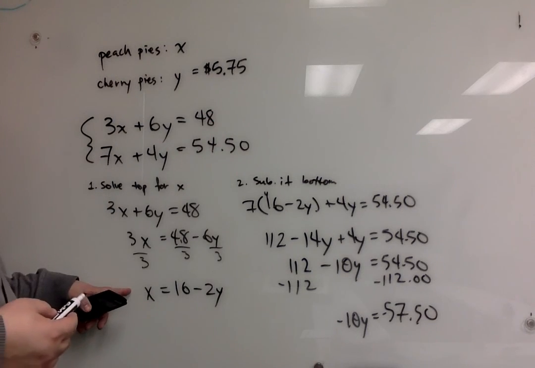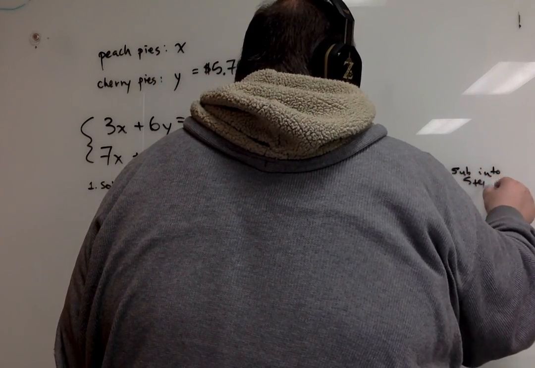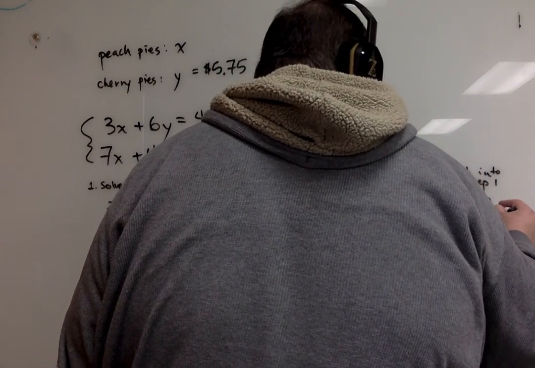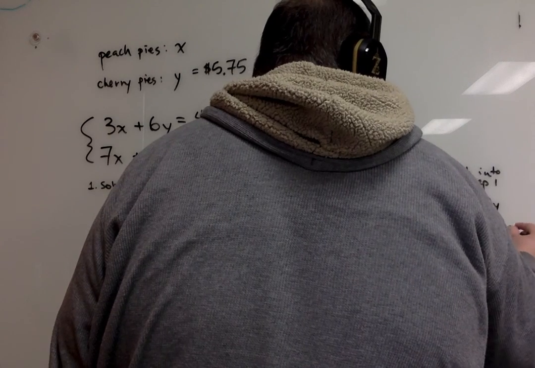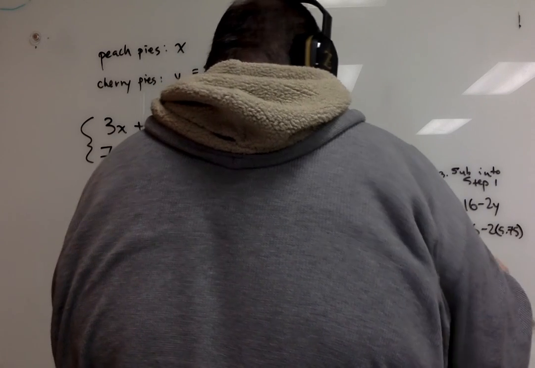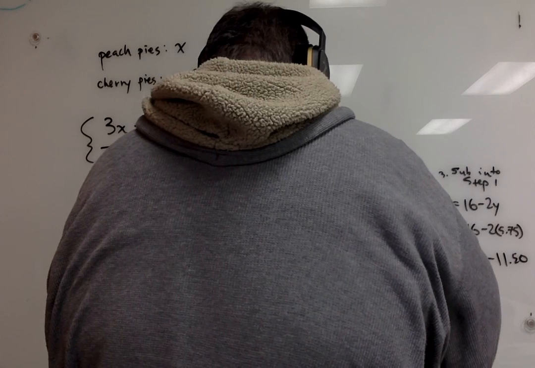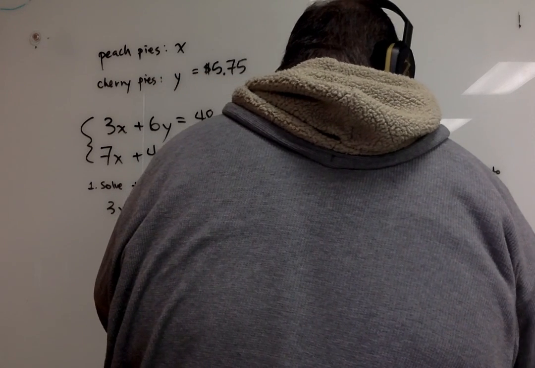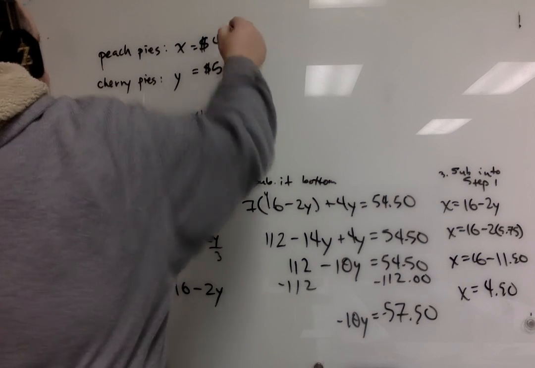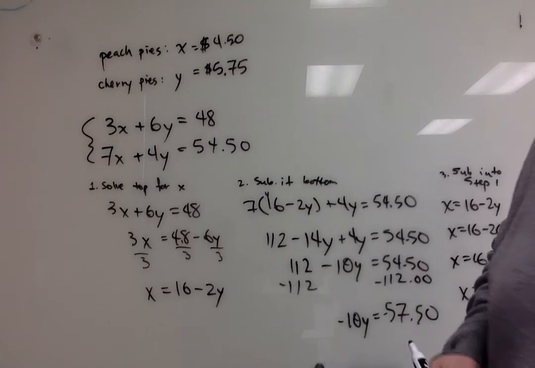To find the cost of a peach pie, we can substitute into the end of step 1. So we're going to sub into the end of step 1. Okay. And here we had x equals 16 minus 2 times y. So x equals 16 minus 2 times 5.75. So we get 16 minus 11.50. Which means that x is equal to $4.50. So that means the cost for a peach pie is $4.50. And the cost for a cherry pie is $5.75.